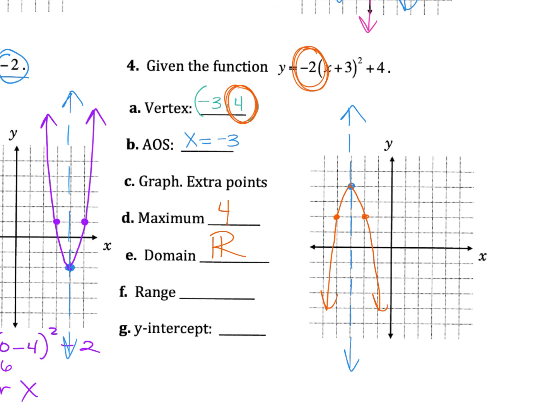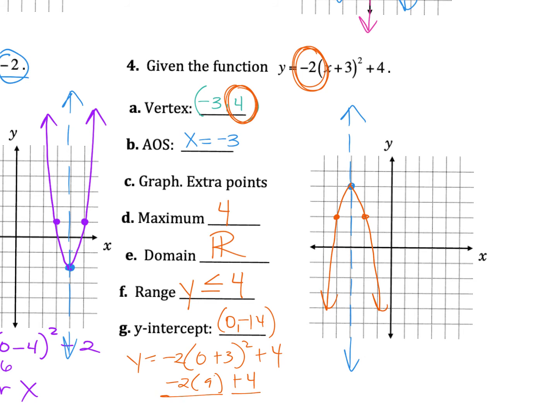What's your range? Less than or equal to 4. If it opens down, right, your y value is going down, so less than or equal to. What's your y-intercept? 0, negative 14, yeah, it's 0, negative 14. If you plug a 0 in, y equals negative 2 times 0 plus 3 squared plus 4. So 9, negative 2 times 9 plus 4 is negative 18 plus 4, which is negative 14.